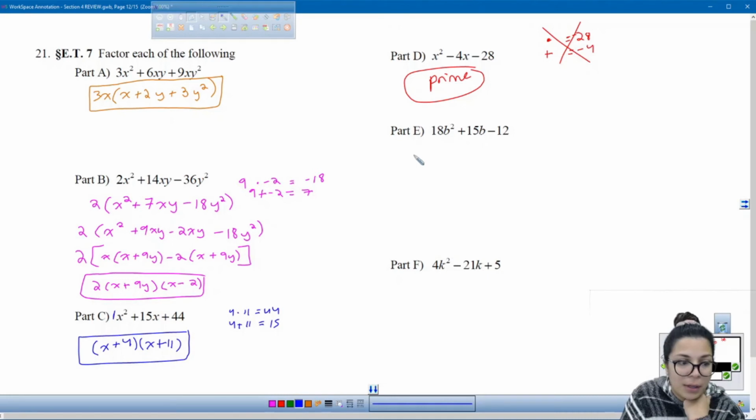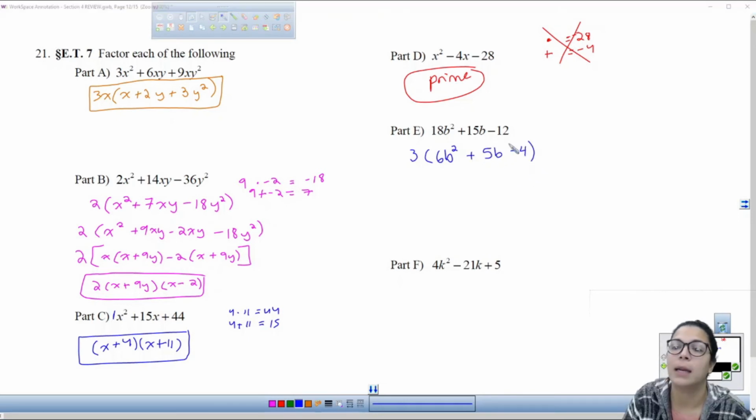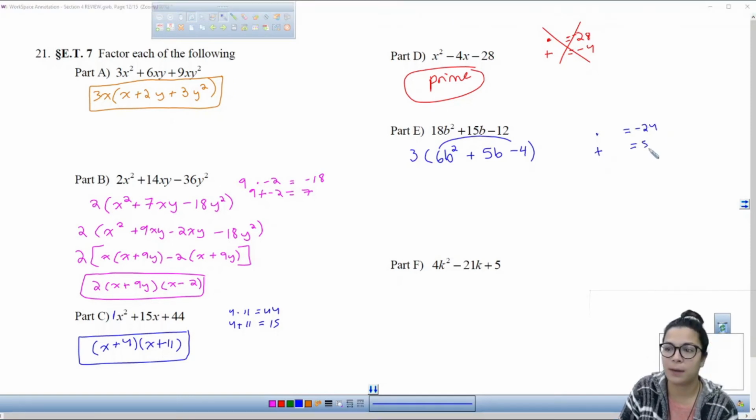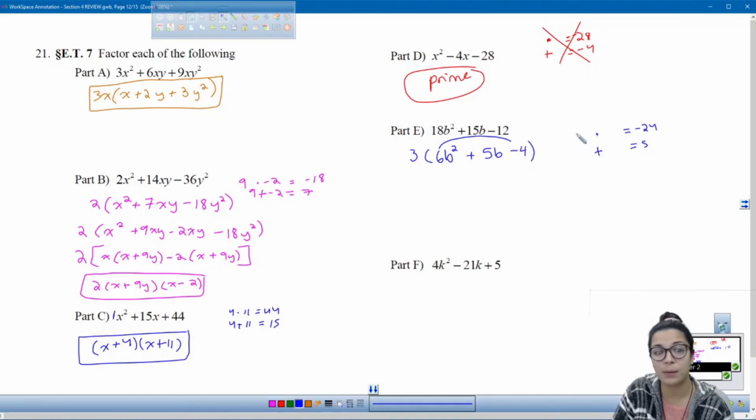On part E, we could factor out a GCF of 3, which gives us 6b squared plus 5b minus 4. Now that we factored out the 3, we can go ahead and rainbow over because there is a coefficient here. So we're going to rainbow over, multiplies to negative 24, and adds to 5. We have 8 times negative 3, 8 plus negative 3. Because the coefficient is not 1, we can't just write the two numbers here like this. The coefficient is not 1, so we need to break up the middle.